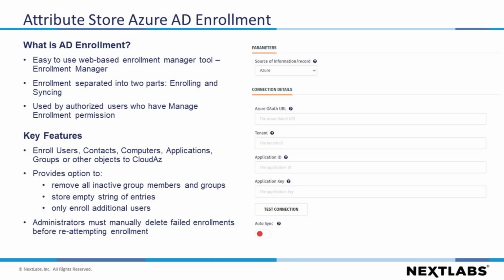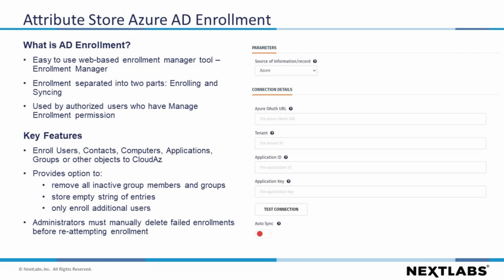Enrollment is separated into two parts, enrolling and syncing. Enrollment Manager can only be used by authorized users who have management enrollment permission. Here are some key features of the Enrollment Manager. Enrolling refers to the mapping of data types to CloudAz in preparation for data population. Syncing refers to actually retrieving data values and populating the CloudAz attribute store. Syncing can be done either manually or automatically.